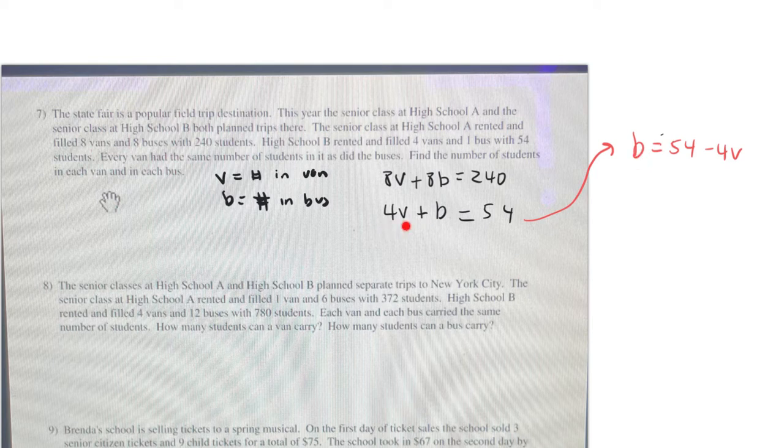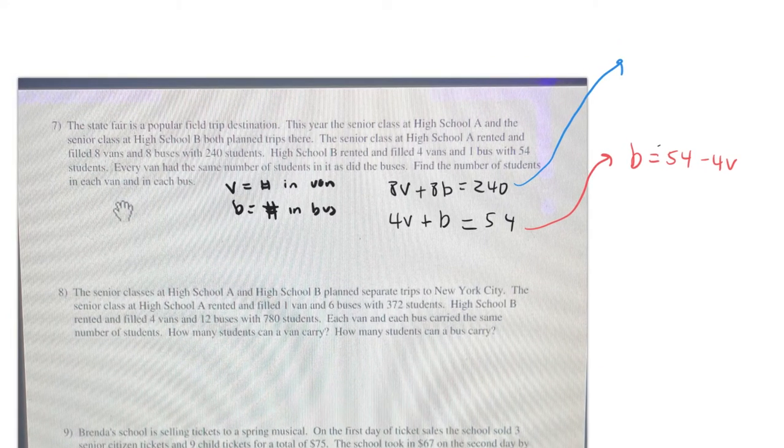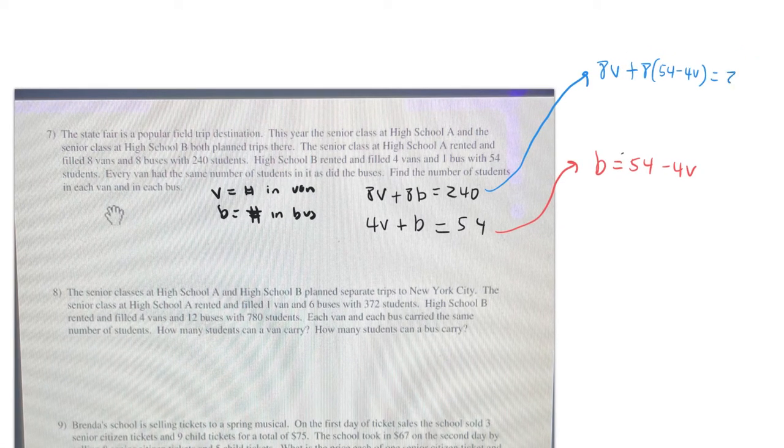and by the way, I did that by subtracting 4V from both sides, right? So anytime we see B, we can replace it with 54 minus 4V, which is exactly what we're going to do right here. So we're going to say 8V plus 8 times, not B, but 54 minus 4V, and that's going to equal 240. Distributing, we're going to have 8 times 54, which is 432, minus 32V equals 240.